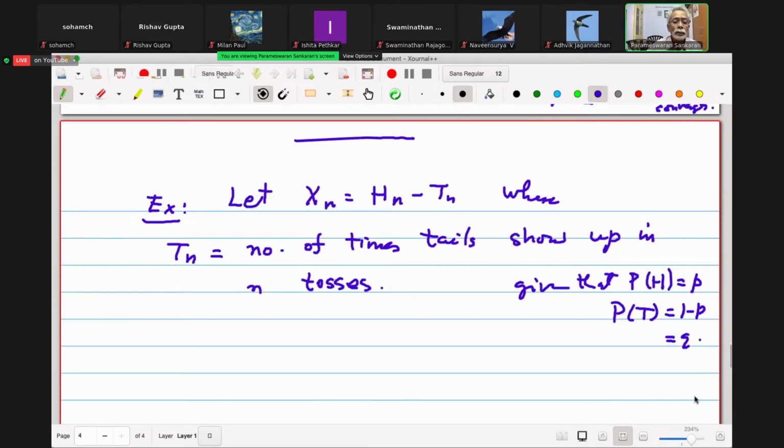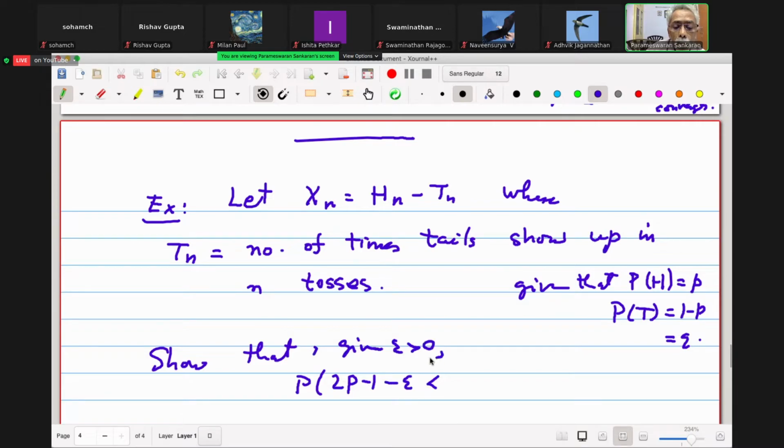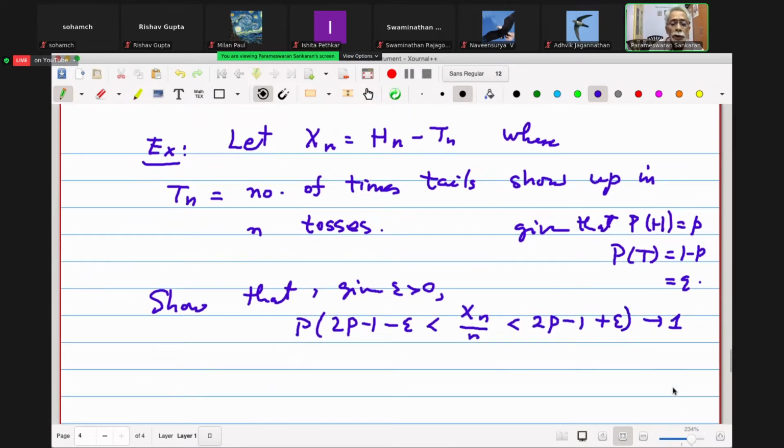Show that, given epsilon positive, the probability that 2p minus 1 minus epsilon is less than Xn by n, which is less than 2p minus 1 plus epsilon, goes to 1 as n goes to infinity.